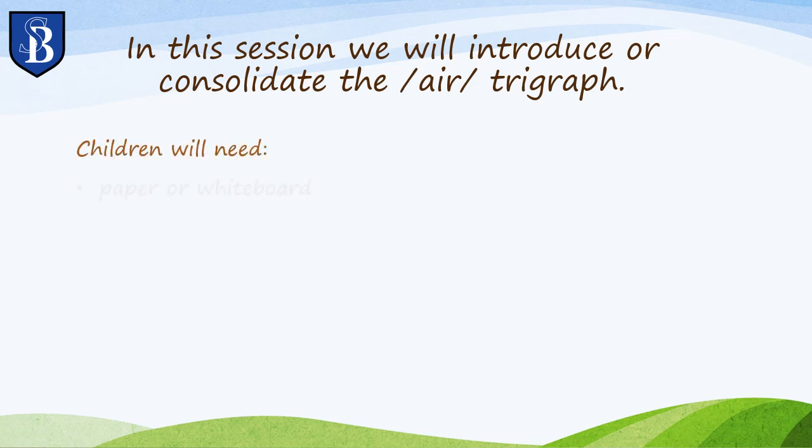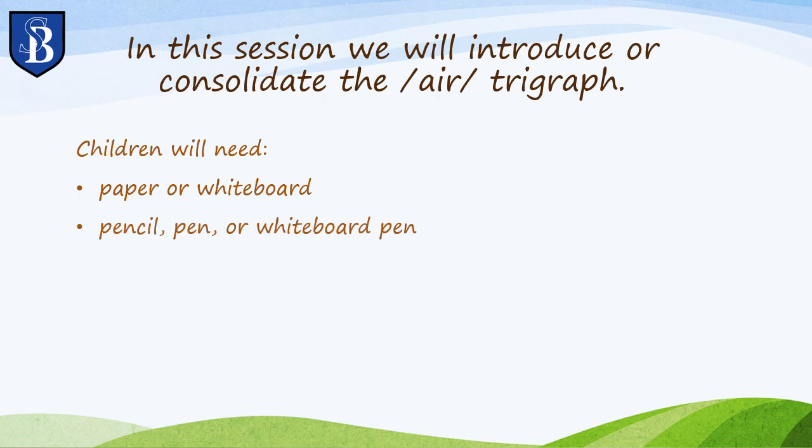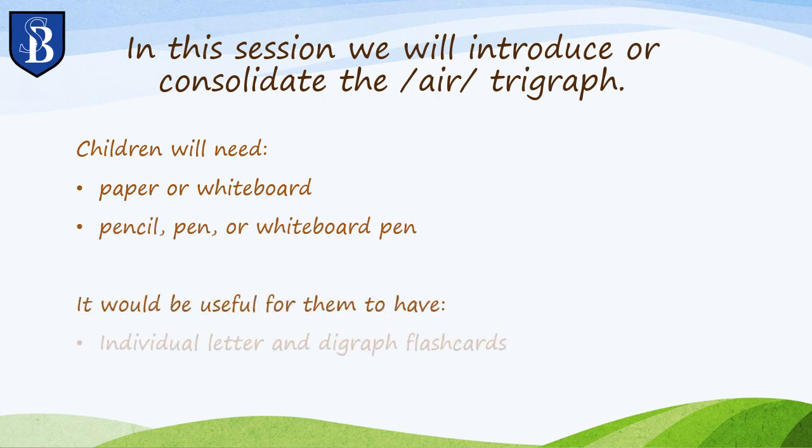Children are going to need some paper, their learning book or a whiteboard to write in or on, something to write with like a pencil, pen or whiteboard pen, and then it would be useful for them to have some individual letter and digraph flashcards. You might even make some trigraph flashcards now yourselves at home, and some magnetic letters if you have them available.